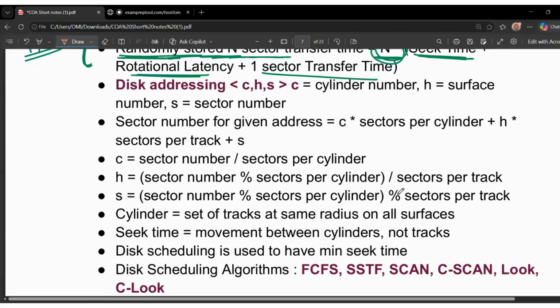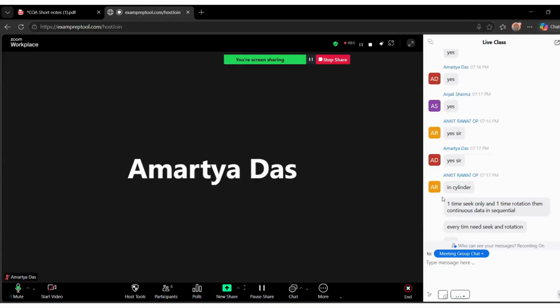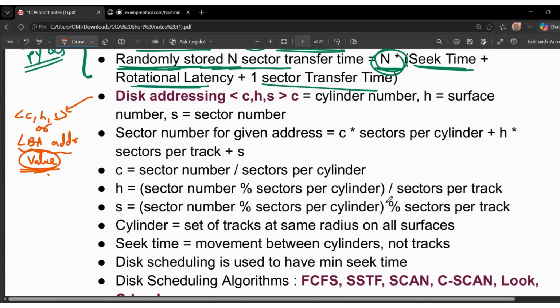Okay. So now we have seen something called disk addressing, right? For disk addressing, we have two types of addressing. First is CHS addressing, or LBA addressing, right? And what is LBA addressing? LBA addressing means for a particular address, one value will be given. So it is divided into CHS and LBA. Okay. So what is CHS? C means cylinder number, H means surface number, and S means sector number.